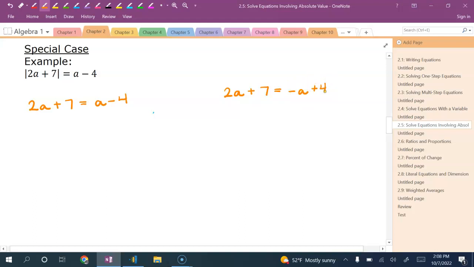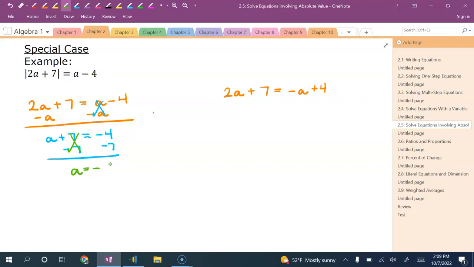Now we also are dealing with equations that have variables on both sides here, so we need to try to combine them together in order to get them to be on the same side, like my letters on the same side and my numbers on the same side. So for this first one, I'm going to start by subtracting a. So now I have a plus 7 equals -4. Then I'm going to subtract 7. And so I have a equals -15. I'm sorry, -11.